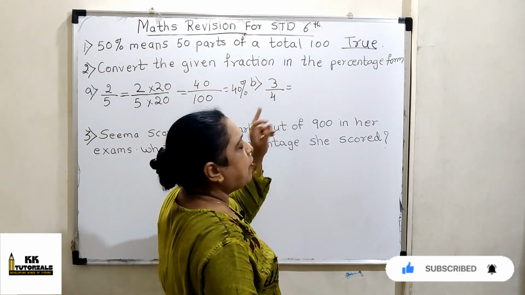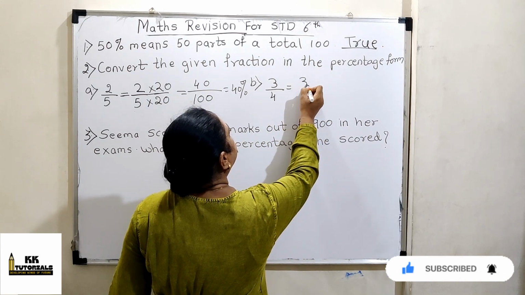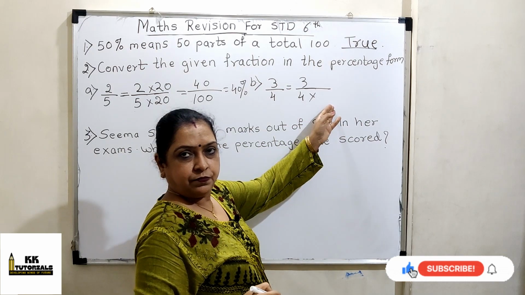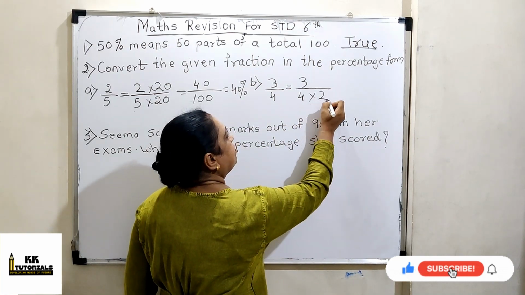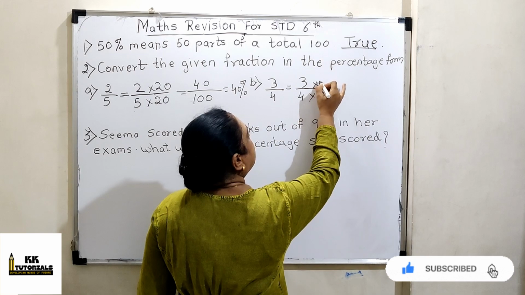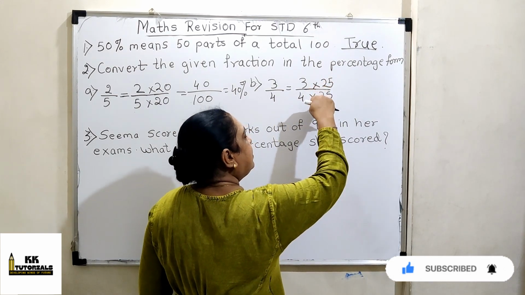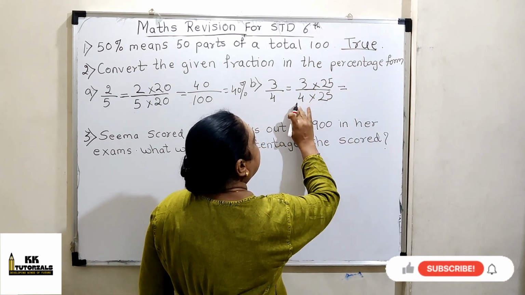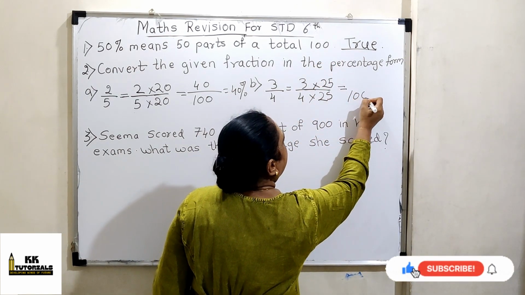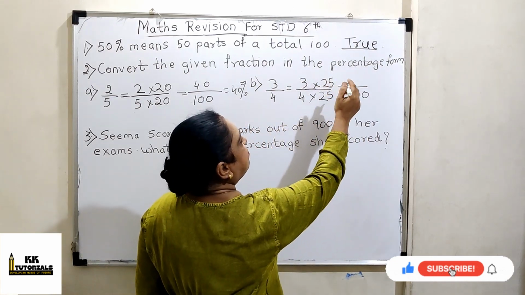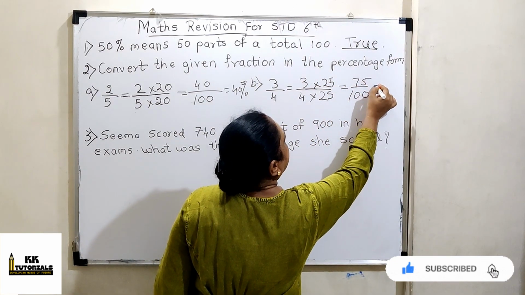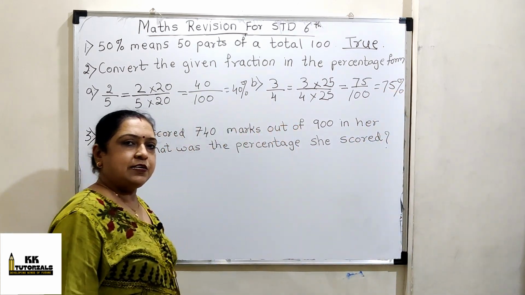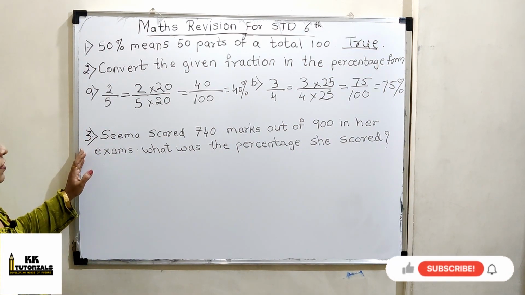Now 3/4. Same manner. What will we take over here? We'll take 25. Here also we should take 25. When in the denominator you are taking 25, in the numerator also you have to take 25. 4 25s is how much? 100, and 3 25s is 75. That means it's 75%. Understood? Easy? Now, sum number 3.